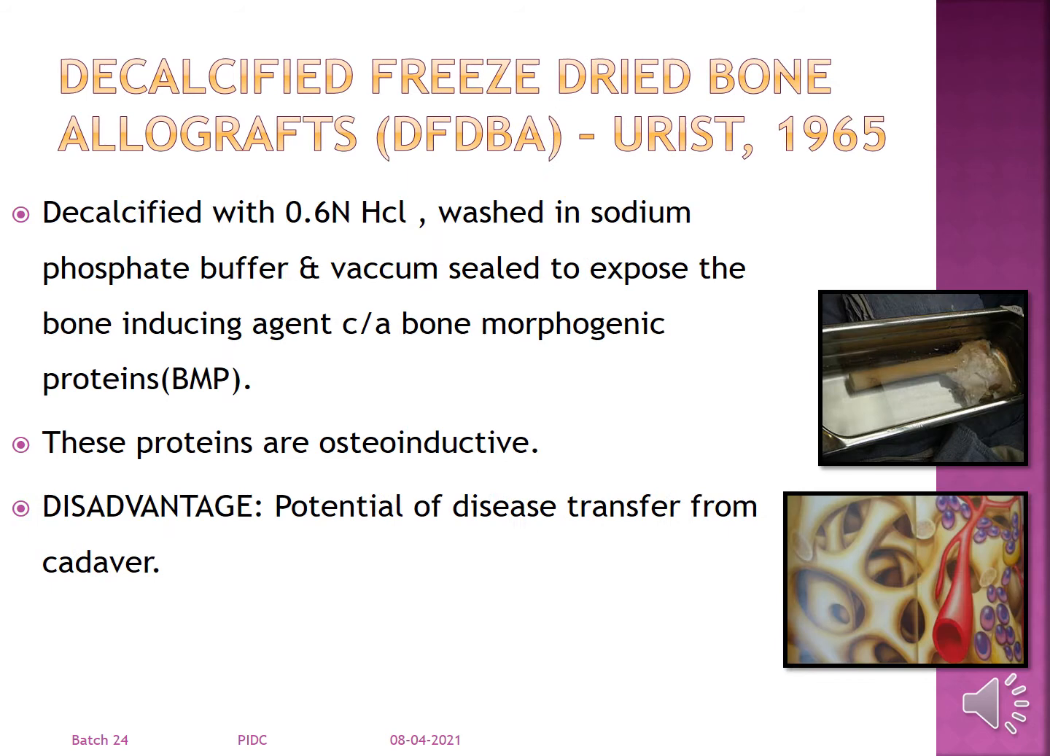Next, coming on to decalcified freeze-dried bone allografts given by Urist in the year 1965. So what he did was he took a femur. So here you can see the femur. He decalcified it in 0.6 normal hydrochloric acid, washed it in sodium phosphate buffer, vacuum sealed to expose the bone-inducing agent, the bone morphogenetic protein. And these proteins are osteoinductive in nature, but the main disadvantage is that there could be a potential of disease transfer from this cadaver.